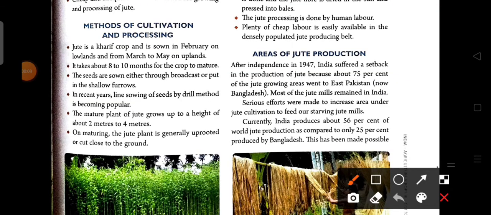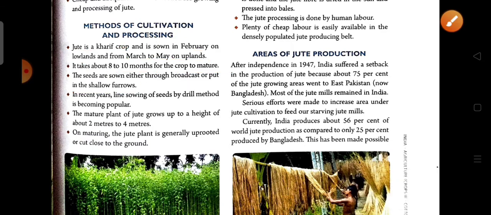So here we see that jute is mainly a kharif crop and it is sown in the month of February on lowland and from March to May on the uplands. It takes only about 8 to 10 months for the maturity of the crops. The seed is sown either by broadcast or by putting it in a shallow furrow, that is the drilling method.